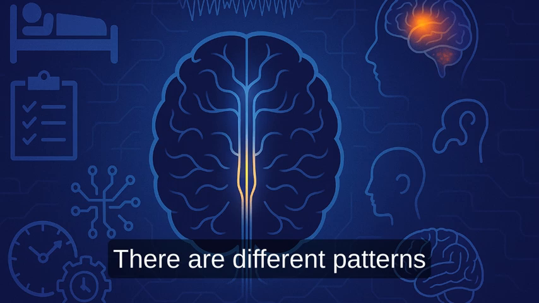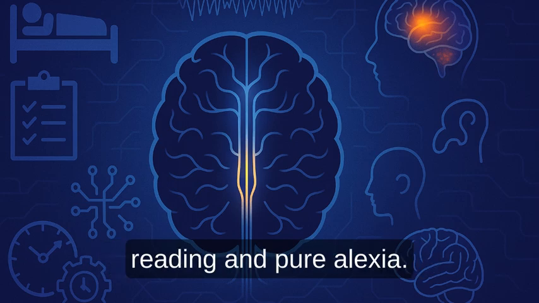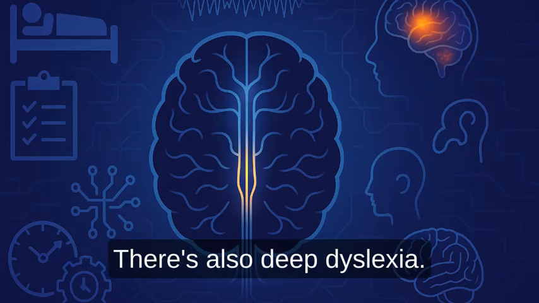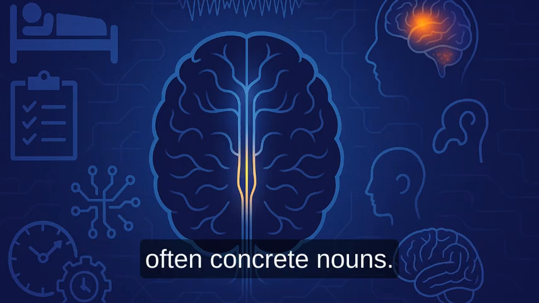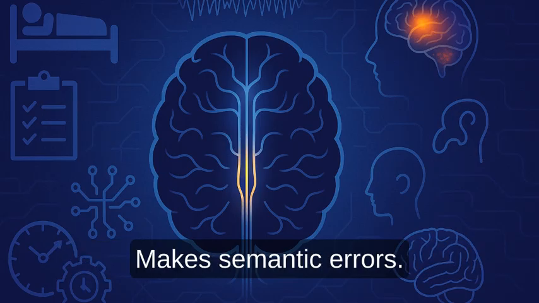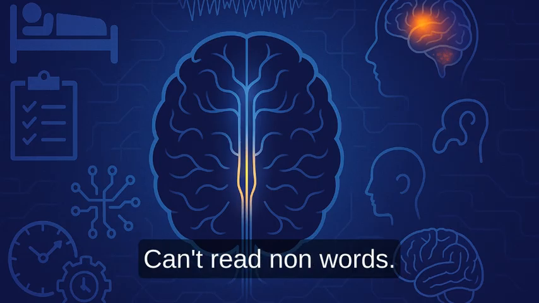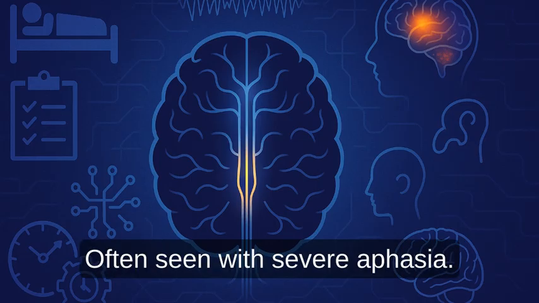There are different patterns. We mentioned letter-by-letter reading in pure alexia. There's also deep dyslexia. Severe problems: they can only read some familiar words, often concrete nouns, make semantic errors, read cat as dog, and can't read non-words. Often seen with severe aphasia.